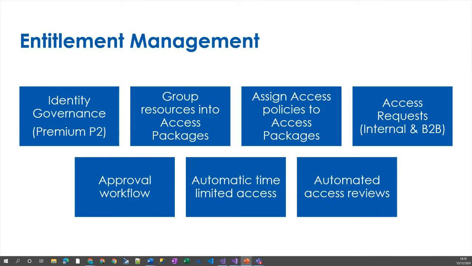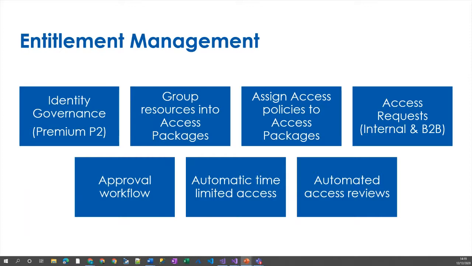So if a B2B user requested access, that could kick an approval workflow off, which might go to one of their people in their organization first, potentially, and then if they approve it, it goes to somebody in our organization. However we want to do it, you've got a bit of control over what you want. We can also put limits on it, so I can put an expiry time or a number of days that you want. So you could do like a 30-day trial, for example, and it would expire after that time.